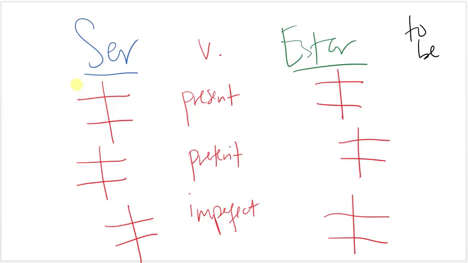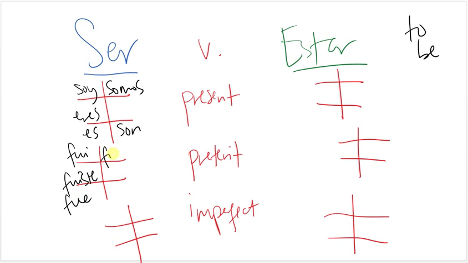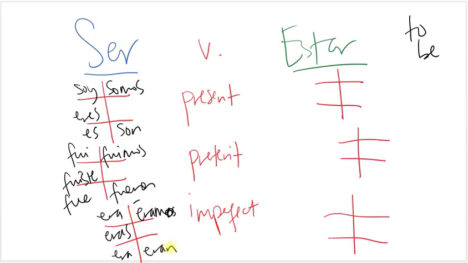The present tense of ser: yo soy, tú eres, él, ella, usted es, nosotros somos, ellos, ellas, ustedes son. For the preterite, fui, remember that it's irregular. Tú fuiste, él, ella, usted fue, nosotros fuimos, ellos, ellas, ustedes fueron. And the imperfect is also irregular. Yo era, tú eras, él, ella, usted era, nosotros éramos, and that has an accent. Éramos with an accent. Y ellos, ellas, ustedes eran.